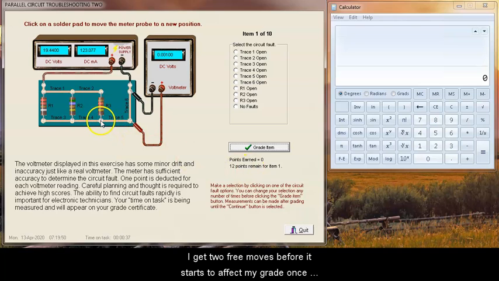I get 2 free moves before it starts to affect my grade. Once it gets to 10 points, then it's going to start going down as a percentage. So if I move the probe 3 times, I'm going to end up with 90%. The first 2 are free. The third one's going to cost you 10% per move.